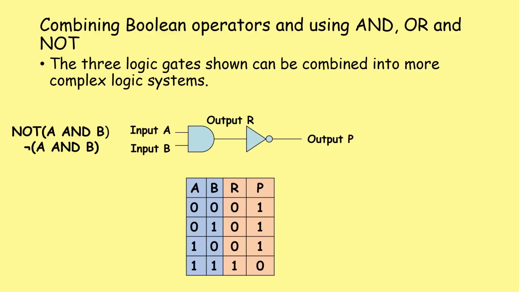If A and B are 1 and 0, R would be 0, P would be 1. And if A and B are both 1, R would be 1, and P would be 0.